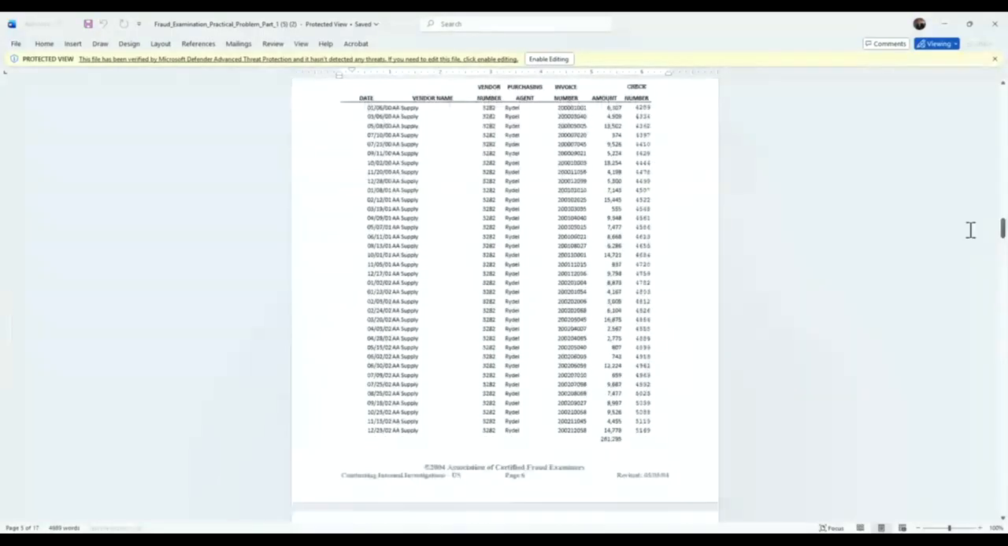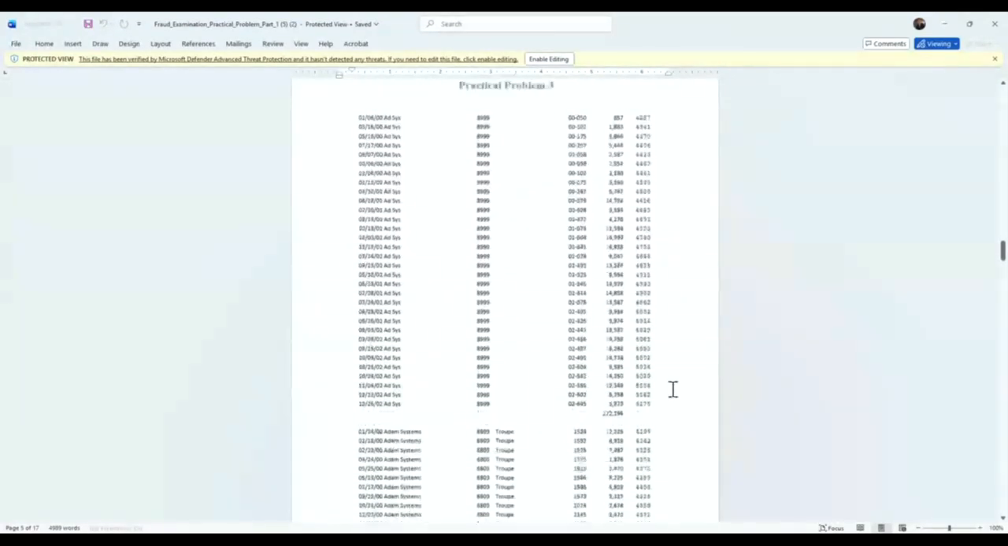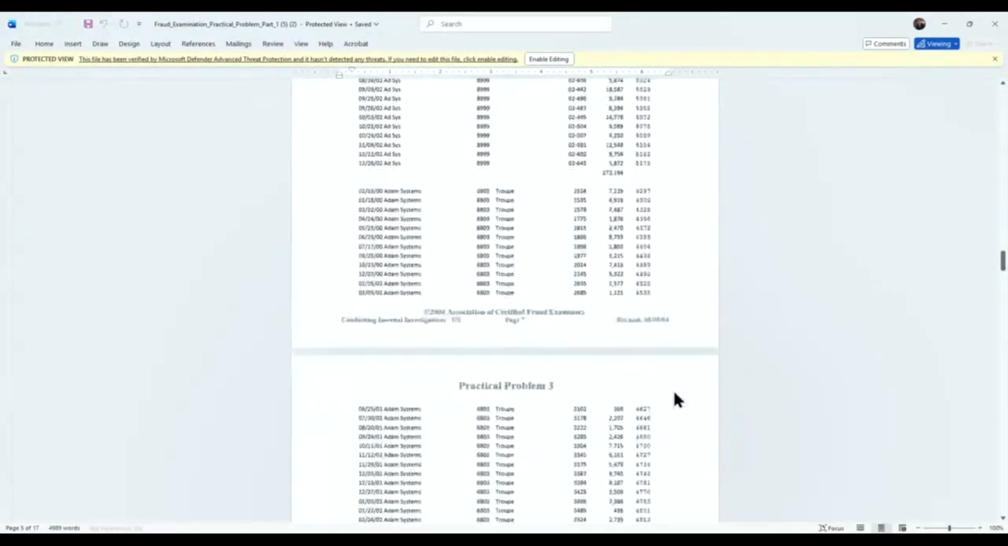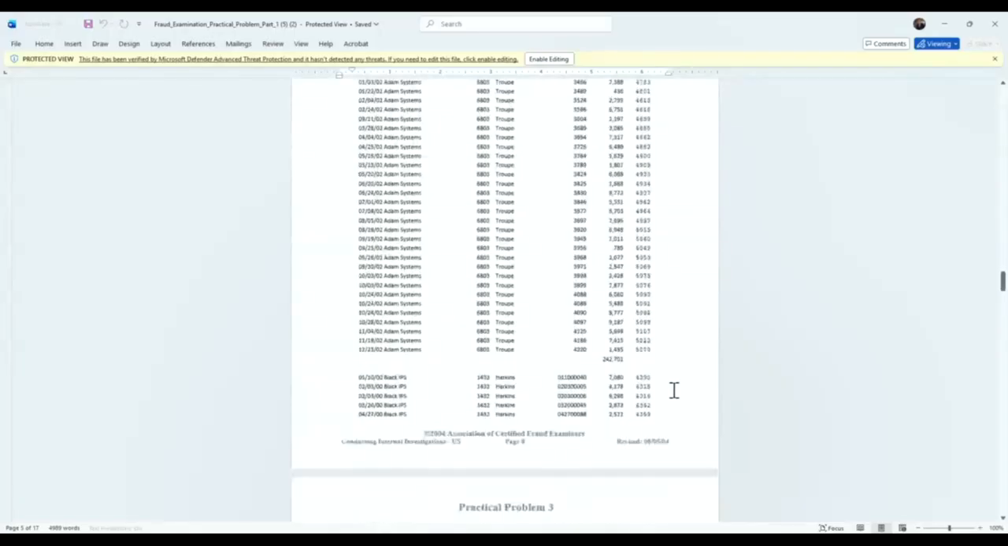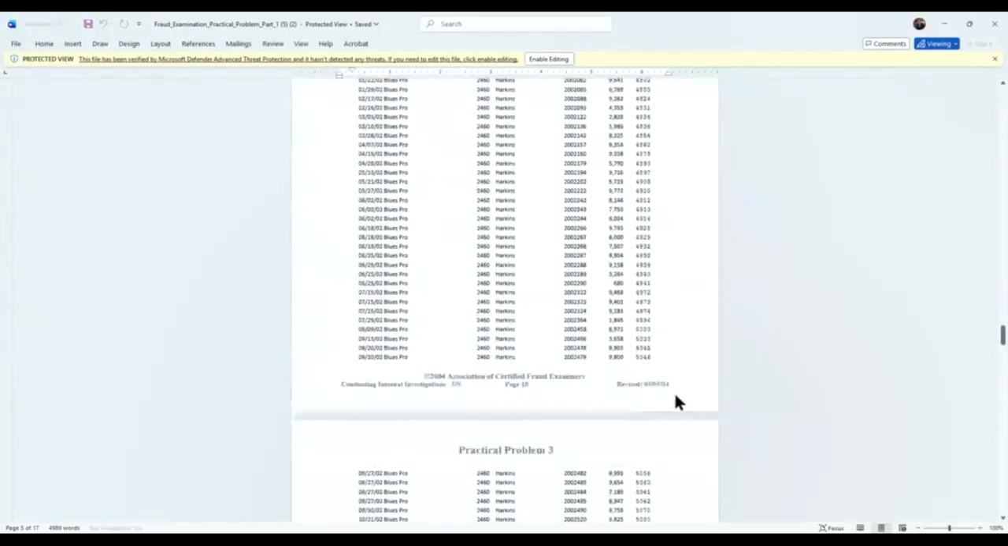Okay, so we got the date. Look at the date, look at the vendor number, look at who the purchasing agent is, look at the invoice number, the amount, and the check number. Do you have check numbers really close to each other? Do you have invoice numbers that are right on top of each other that look a little weird? Look it over, see what you can find, list a couple of them that look a little suspicious.